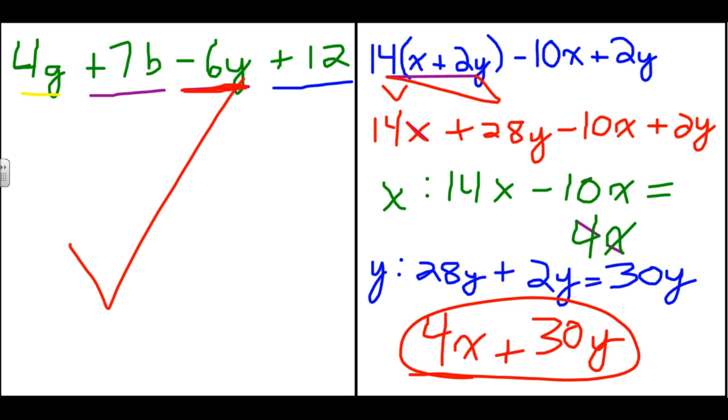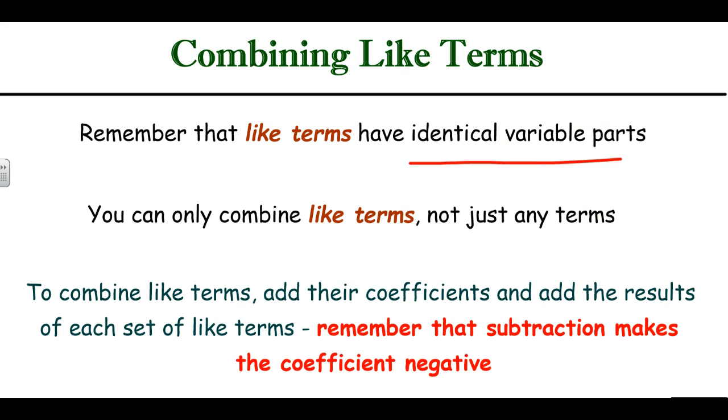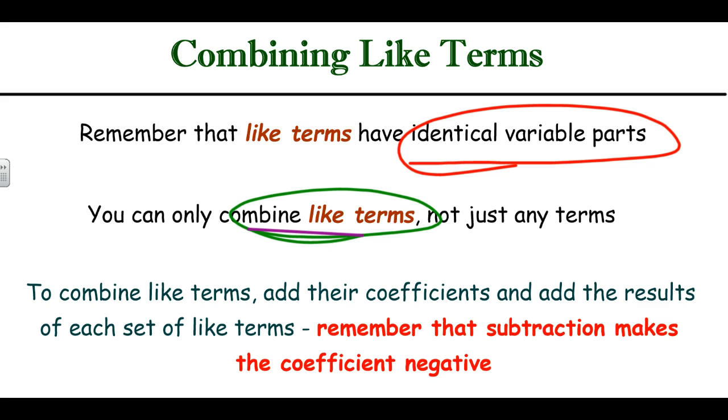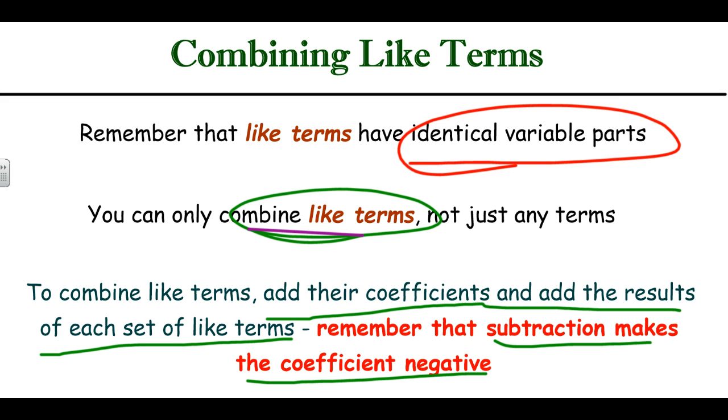So again, those 3 things that we need to remember for every combining like terms. First, the like terms have identical variable parts. You can only combine like terms and not just any old terms. And to combine like terms, add their coefficients, then add the results of each set together, remembering that subtraction makes the coefficient negative.